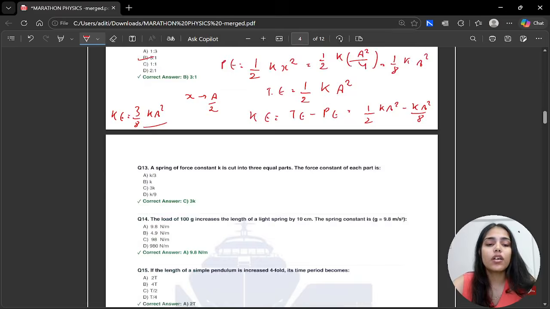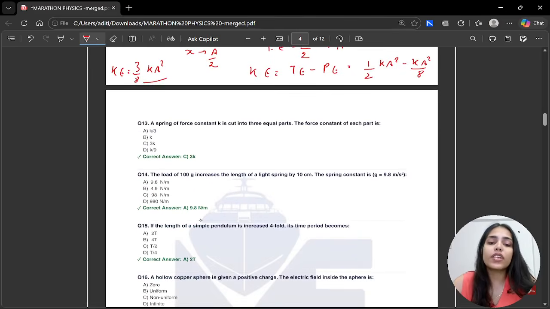Moving on. A spring of force constant K is cut into 3 equal parts. Whenever we cut a spring into 3 equal parts, the shorter spring will be more stiff, right? It will have more restoring force. So each part has its own spring constant, which becomes 3 times the initial value. Okay, so it becomes 3K.